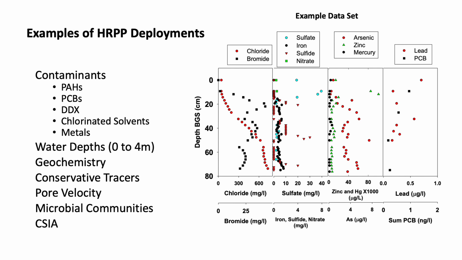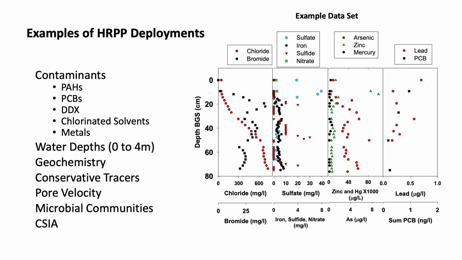Examples of the HRPP deployments that have been done to date were for PAH monitoring, PCB monitoring, DDX, chlorinated solvents, and metals. They have been deployed at water depths from 0 to 4 meters. They've evaluated the geochemistry, conservative tracers, pore velocity, microbial communities, and CSIA. The graph on the right is just one example of the type of data that can be obtained.